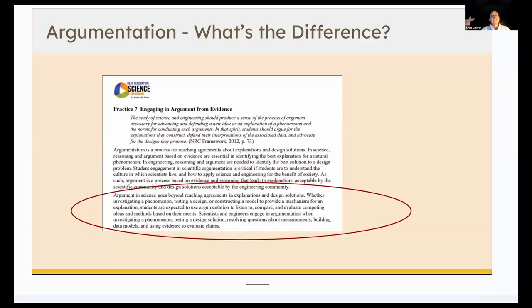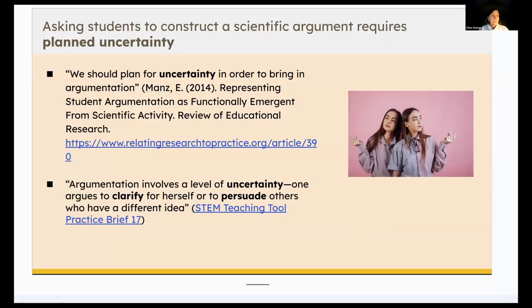So we've already got our explanation. Now we have maybe somebody else who has a different explanation or a solution to a problem. And so how can we decide which one is most accurate? One of the key pieces that we realized is that if you're going to have kids do an argument, you have to plan it ahead of time so that there's going to be some uncertainty. We have some instances where the PE has argumentation as the key SEP for the performance expectation, but there's not really a lot of uncertainty involved. And so sometimes it's kind of awkward.